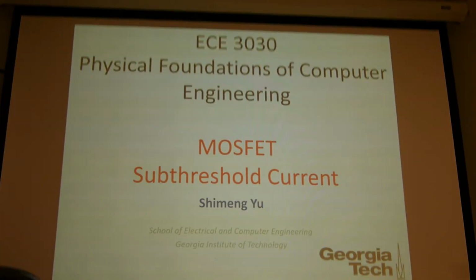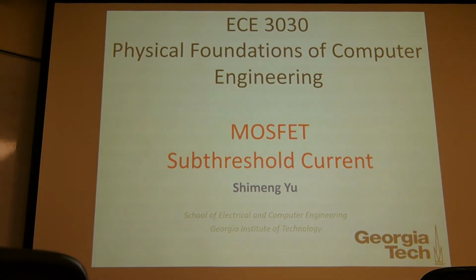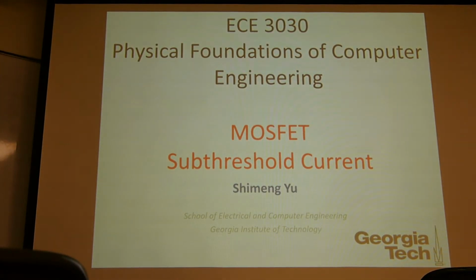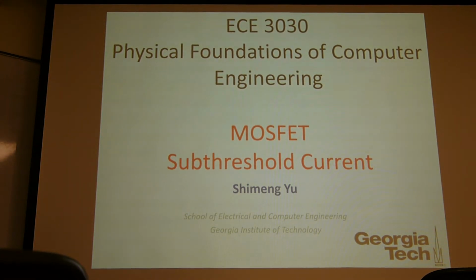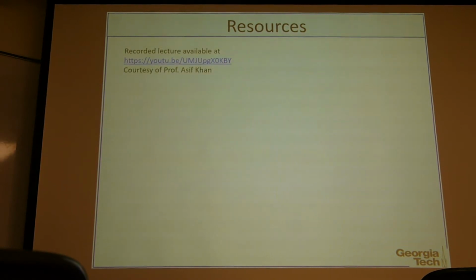Subthreshold current. So far we have talked about the current mostly above the threshold. Then we have the saturation current or the linear or triode current. And we talk about how below the threshold, the current is almost zero, but it's not completely zero. So we will talk about why that is. This is the reference chapter and Professor Asif Khan's video.